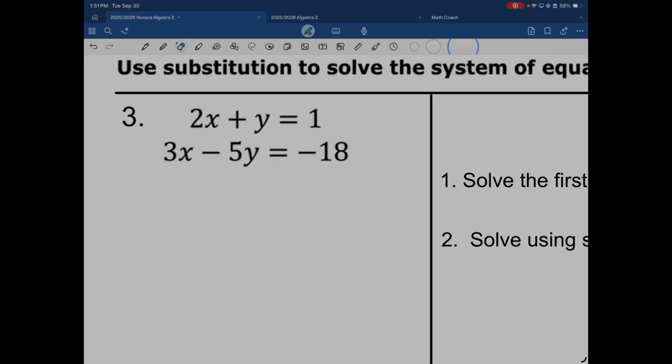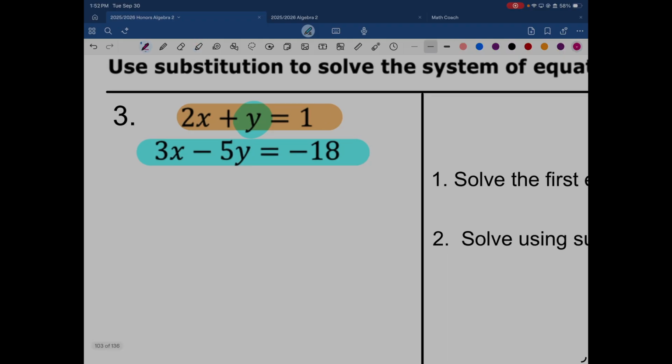Which equation are we going to look at? Top one or the bottom one? Which one's easier to solve for a variable? The top or the bottom? The top one. Why would I pick the top one? Because it just has a y right there, right? So what do I have to do to solve for y?